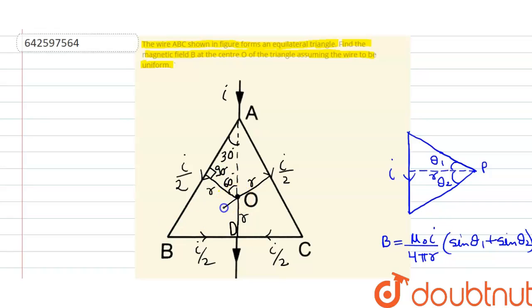So from symmetry this angle will also be 60 degrees, and for the wire AC, theta 1 will also be 60 degrees and this angle will also be 60 degrees. And this angle will also be 60 degrees, this angle is also 60 degrees. This is by symmetry, we have written down the angle values.